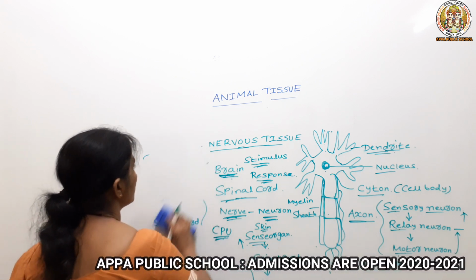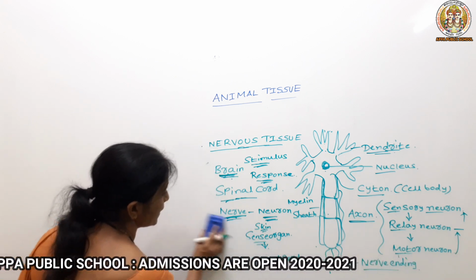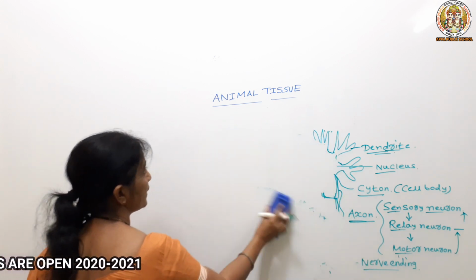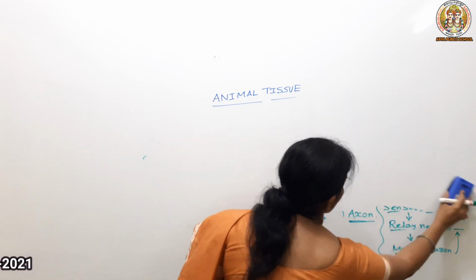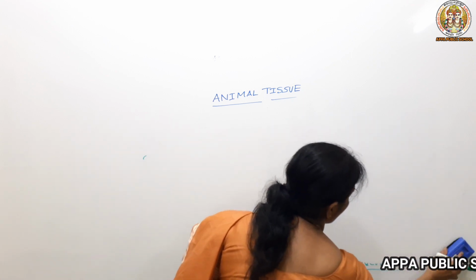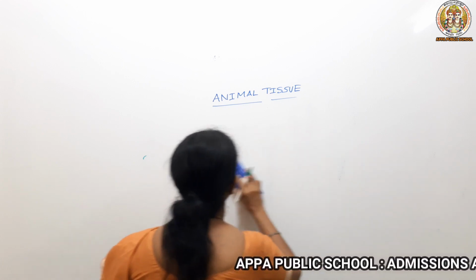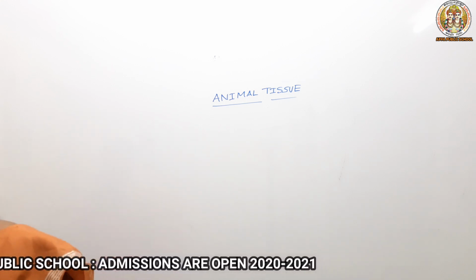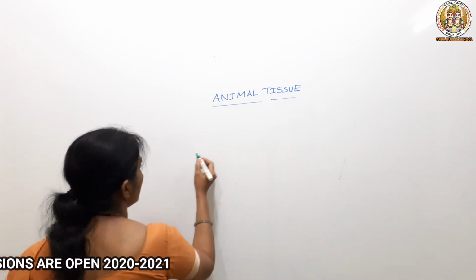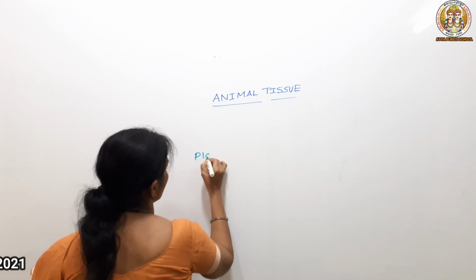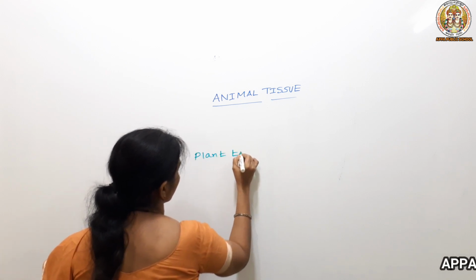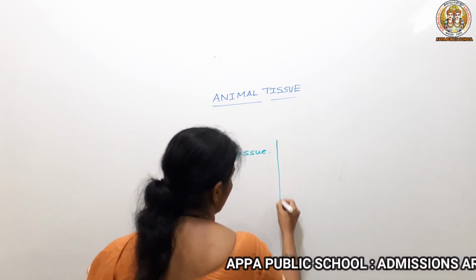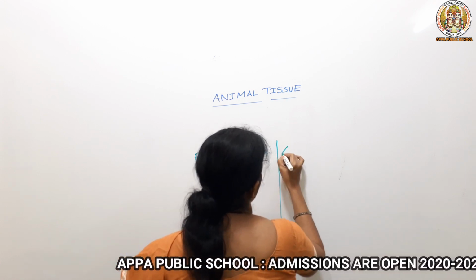So we have studied about the 4 types of the animal tissue. Now let us know about how these animal tissue differ from the plant tissue. Already we have learnt about the different types of plant tissue, and we also learnt about the different types of animal tissue. So let us know the differences between the plant tissue and animal tissue. So what are the differences between the plant tissue and animal tissue?